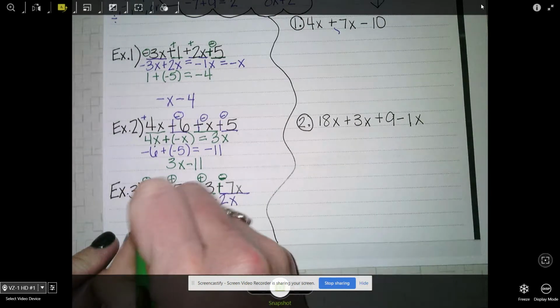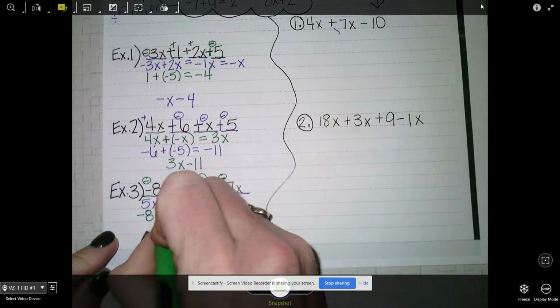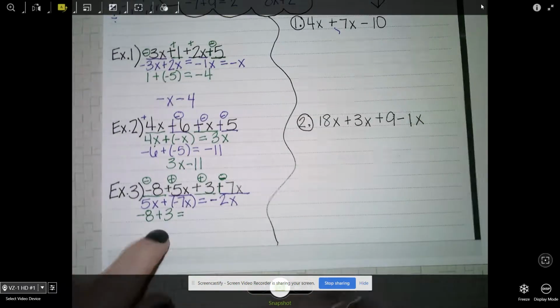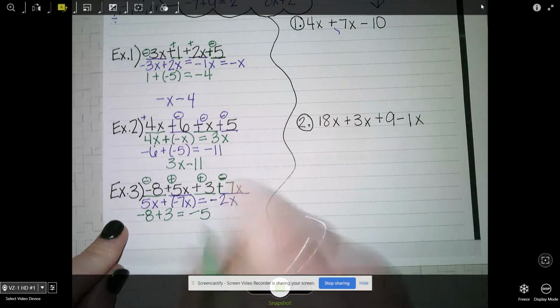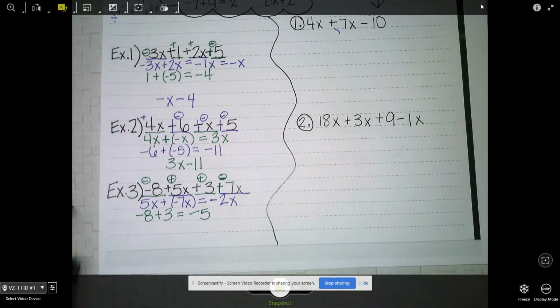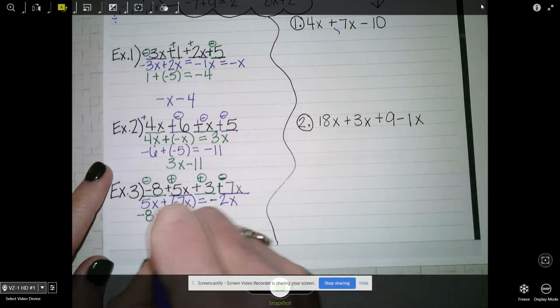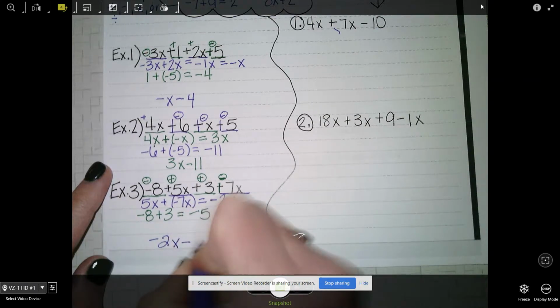Then we're going to do our two constants, regular numbers. We're going to do negative 8 plus 3. They're different signs, so we're going to subtract and keep the sign of the larger. So on that, we're going to get negative 5. So we have to put these two together, and we should have negative 2x minus 5.